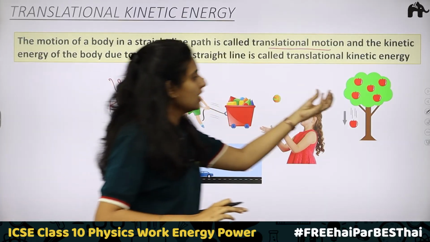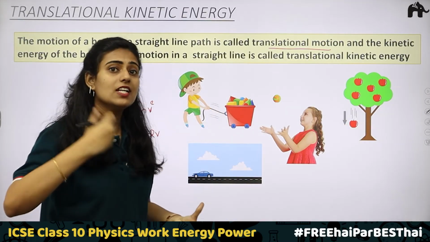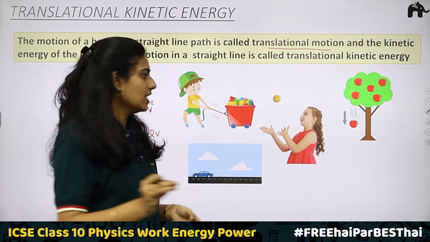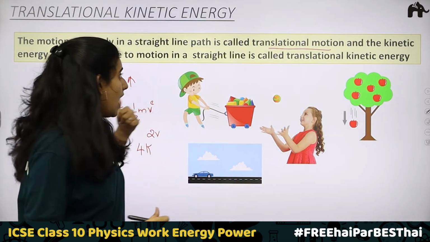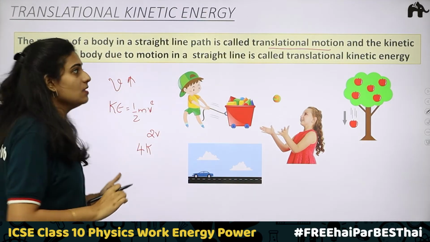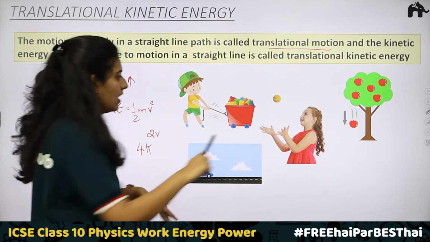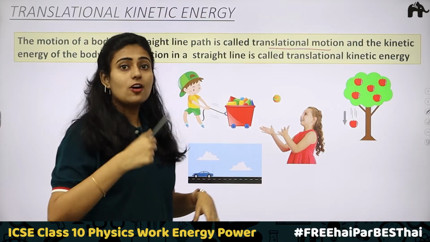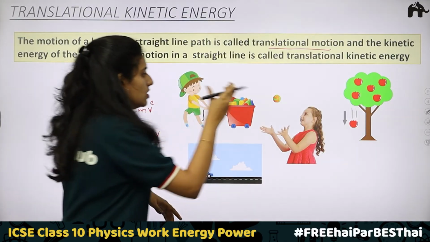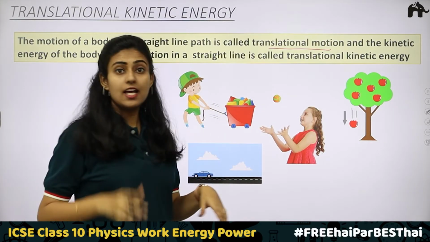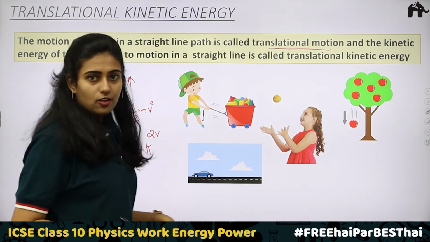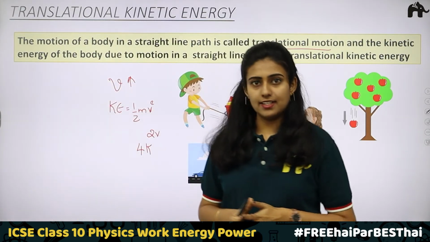So, when a body is in translational motion, it will be having a change in velocity. Due to this change in velocity, there is kinetic energy, and this kinetic energy due to translational motion is called translational kinetic energy. Consider all these cases. Here, when the ball is moving up, its velocity will be changing. Due to this change in velocity, the body will be getting kinetic energy. So, understood what is translational kinetic energy?